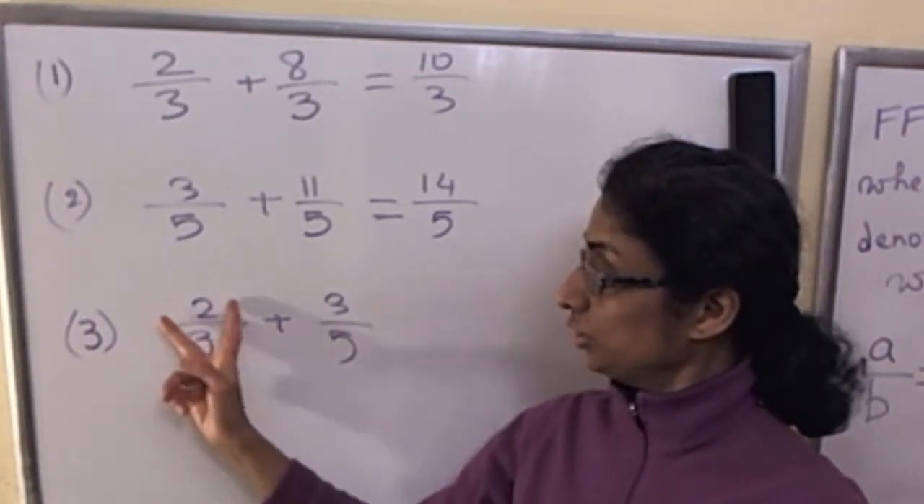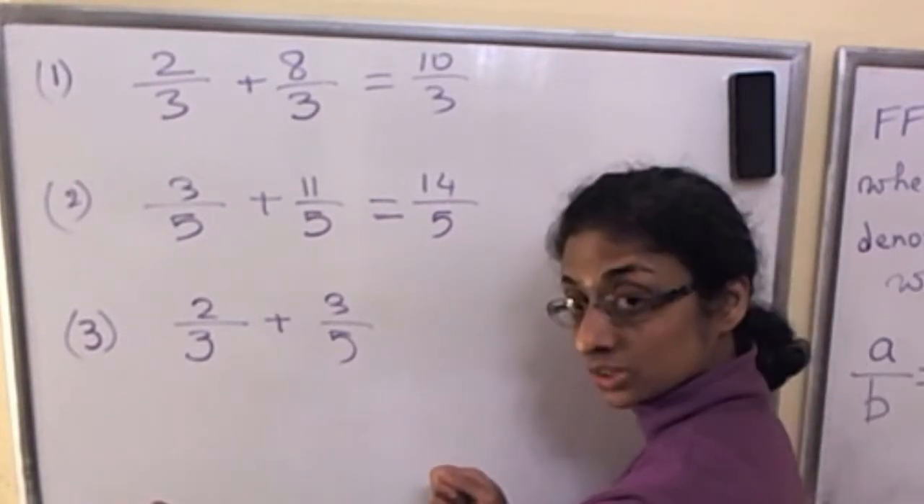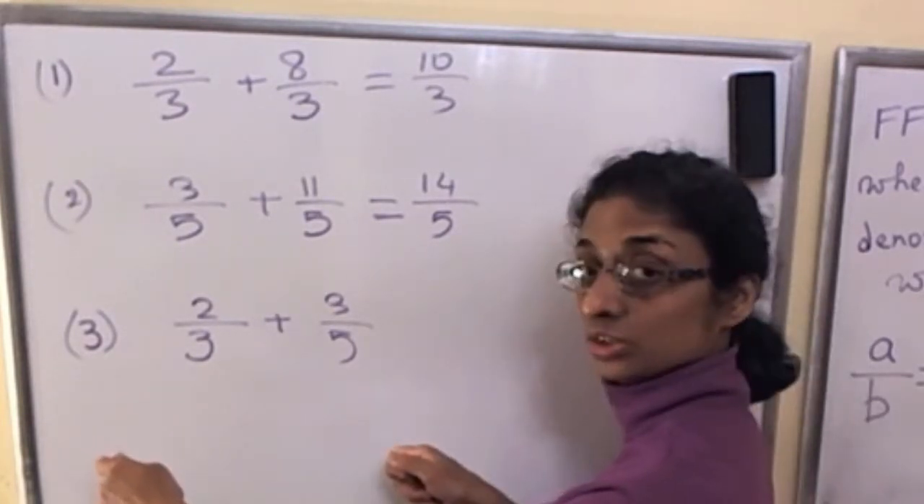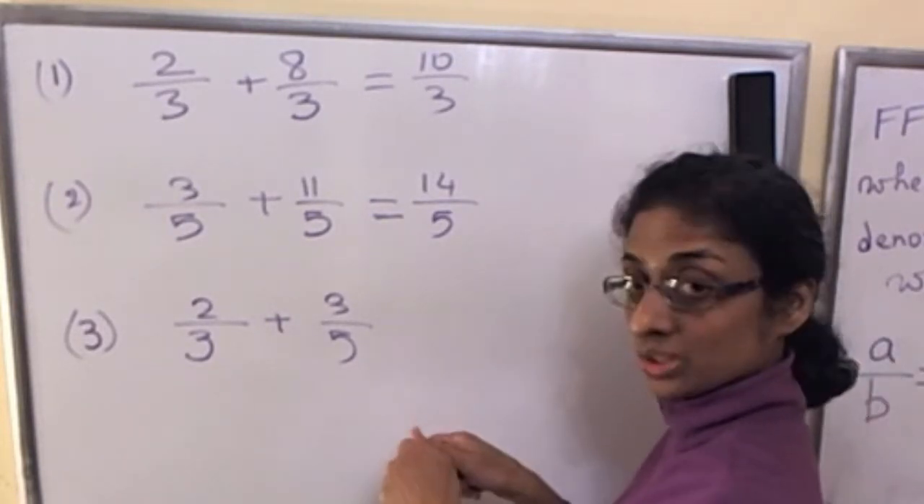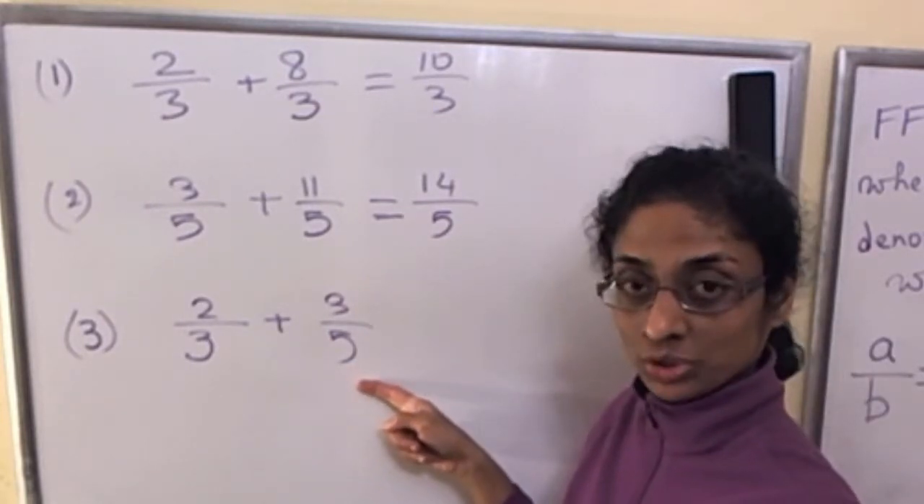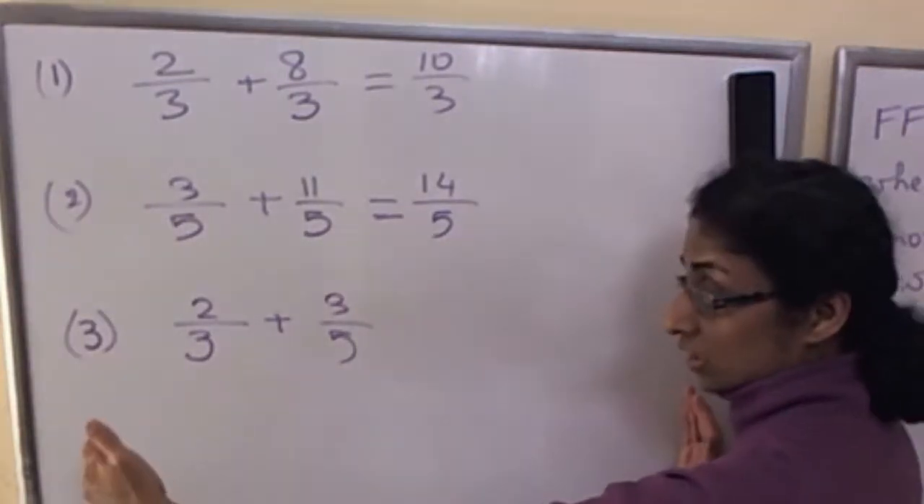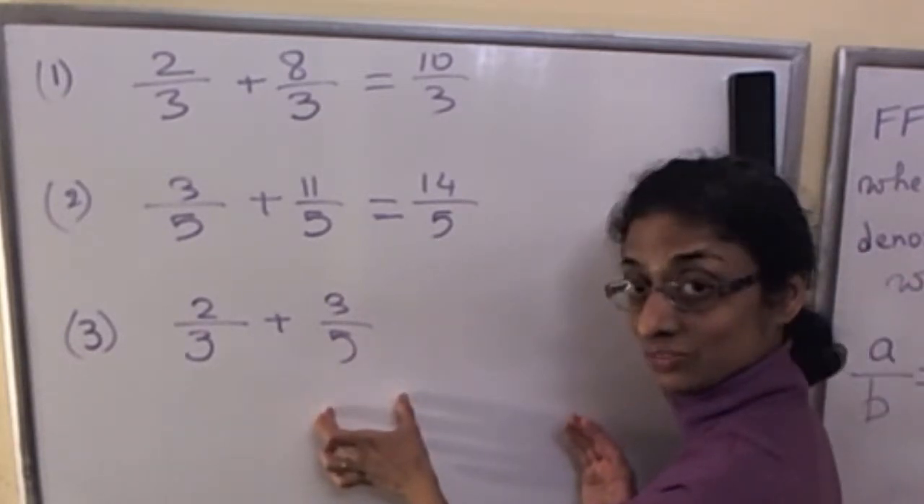As in, 2/3 means think of a segment of length 2/3. It can start at 0 and end at 2/3 on the number line. And then attach to it another segment of length 3/5. Then what do you get? You get a long segment whose length is 2/3 plus 3/5.